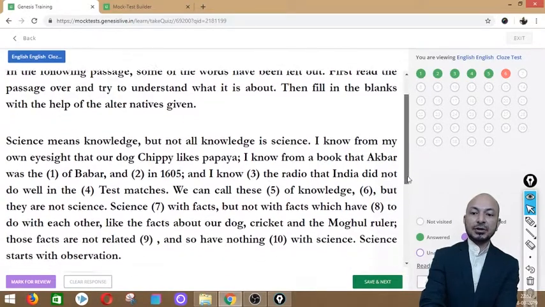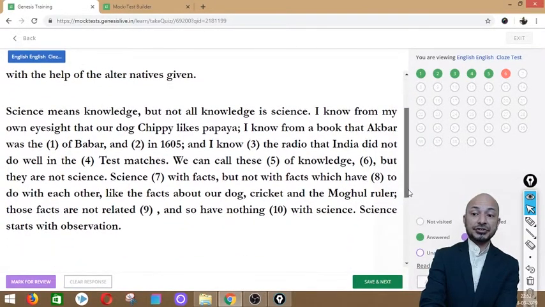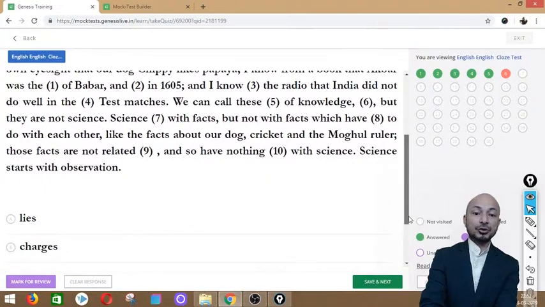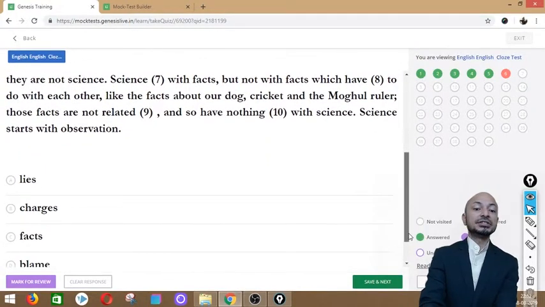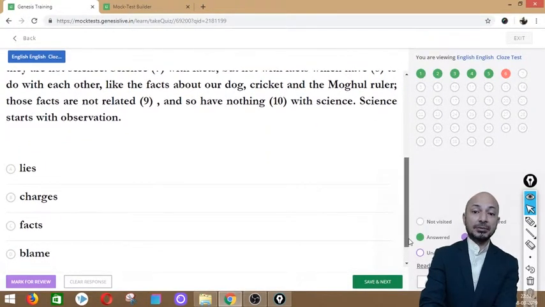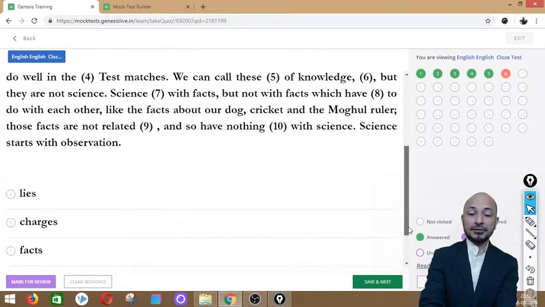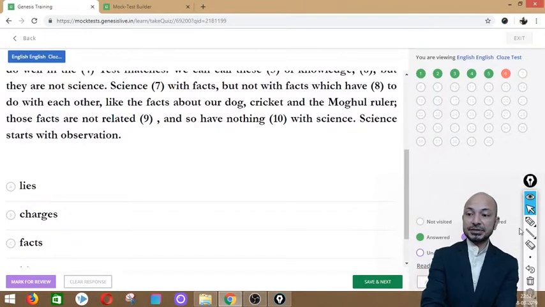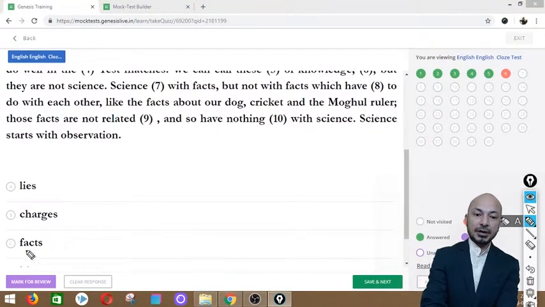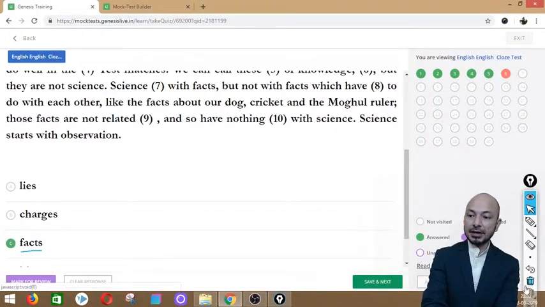Number 6 says we call these pieces of knowledge dash. So what is dash going to be? Is it going to be lies? Is it going to be charges? Is it going to be facts or blame? And in fact, it's going to be the third option, option C, which says facts. And we call these pieces of knowledge facts, with a comma. So I'm going to click on option C and go and say next.